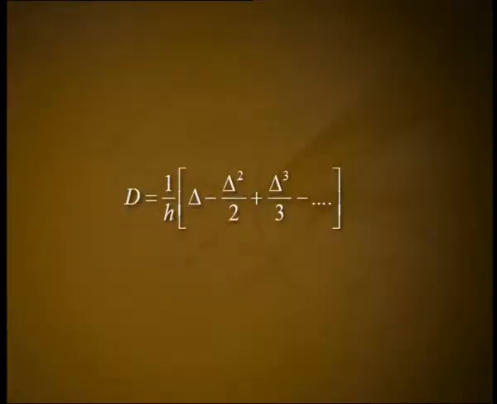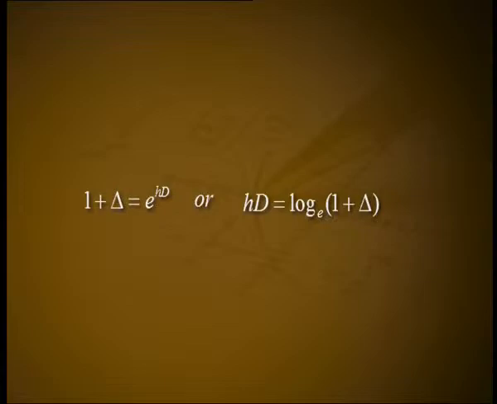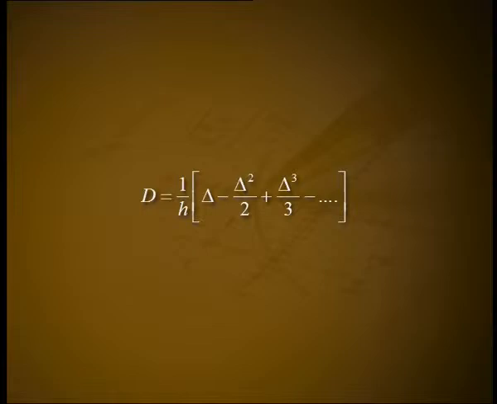Number 1. D = 1/h (Δ − Δ²/2 + Δ³/3 − etc.). Proof. We have E = e^(hD) and E = 1 + Δ. Then 1 + Δ = e^(hD), or hD = log(1 + Δ) to the base e. By the expansion of log, the above gives D = 1/h (Δ − Δ²/2 + Δ³/3 − etc.).